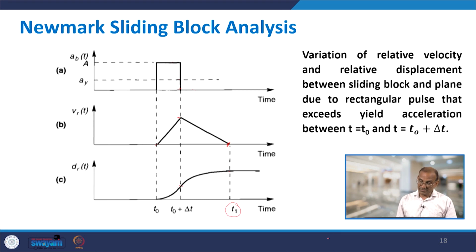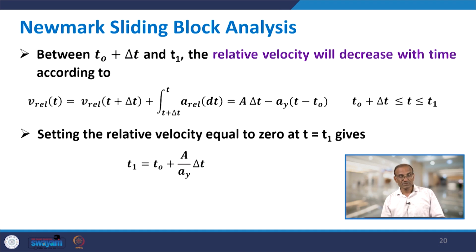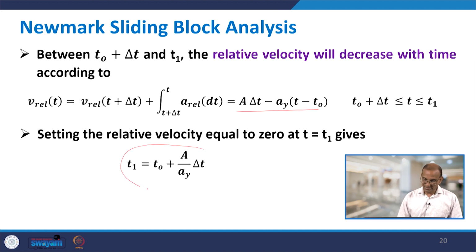How can we find the value of t1? t1 is the point where your velocity becomes 0. Here you have got the maximum value, and after that, with the given acceleration, the relative velocity will decrease with time according to this expression until it becomes 0. If on the left hand side I put velocity equal to 0 and solve this equation, then whatever t you get from this equation will be t1. So, t1 is obtained.